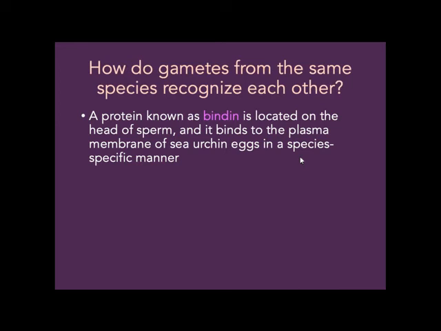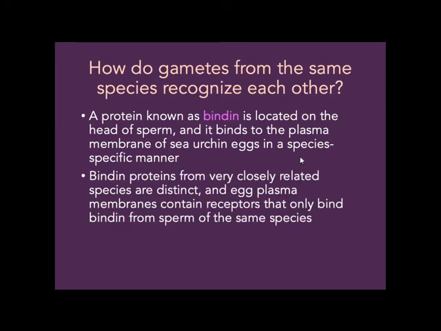So this causes a problem, right? Gametes of the different species are all kind of in there together. So there has to be something that causes the sperm and the egg of the same species to recognize each other and to reject the other species. There's a protein known as bindin, which is found in the head of the sperm, and it binds to the plasma membrane of sea urchin eggs in a species-specific manner, meaning it only binds to the plasma membrane of its own species.